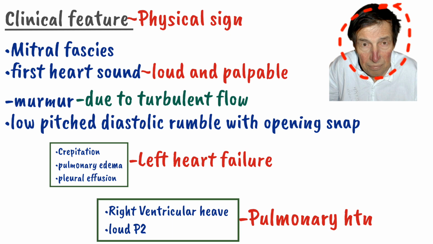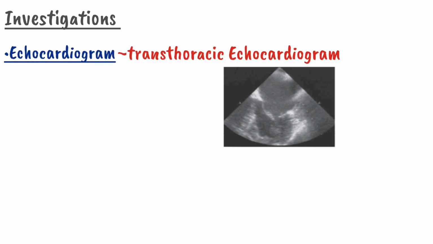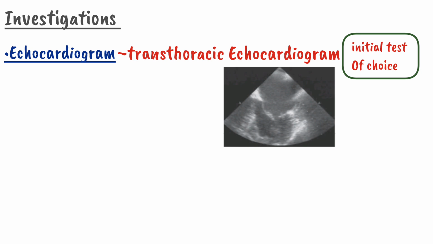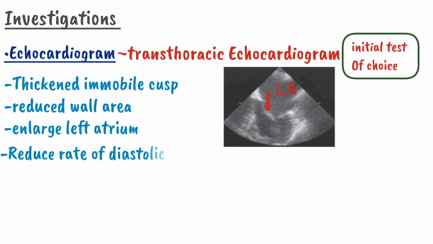Now let's switch our gaze toward the investigations to be done in a patient with mitral stenosis. The first and most initial investigation that should be done in a patient with mitral stenosis is echocardiogram. The transthoracic echocardiogram is the initial test of choice for the diagnosis of mitral stenosis. The echocardiogram will show thickened immobile cusps with reduced valve area and an enlarged left atrium. Apart from that, the echocardiogram will also show the reduced rate of diastolic filling of the left ventricle.